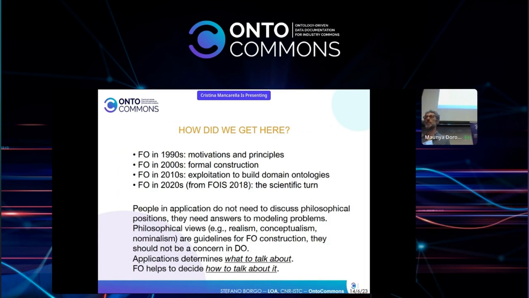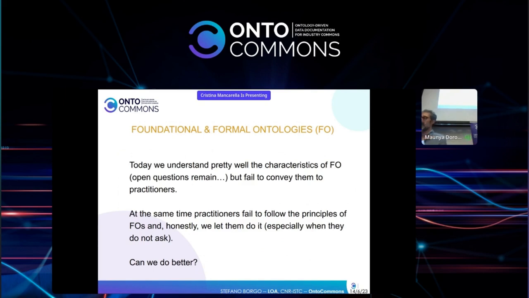People in applications do not need to discuss philosophical principles, of course. They don't have the background, and it is not even relevant to them. These philosophical points of view are important when you build those kinds of ontologies, not so much for the knowledge engineer. The idea behind this view is that the application determines what you want to talk about, and the foundational ontology, having this philosophical background and motivations, helps you decide how to talk about that thing. If we keep this in mind, we can separate the role of each system. Today we understand quite a lot about foundational ontologies: how to build them, how to understand them, and how to describe them to some degree.